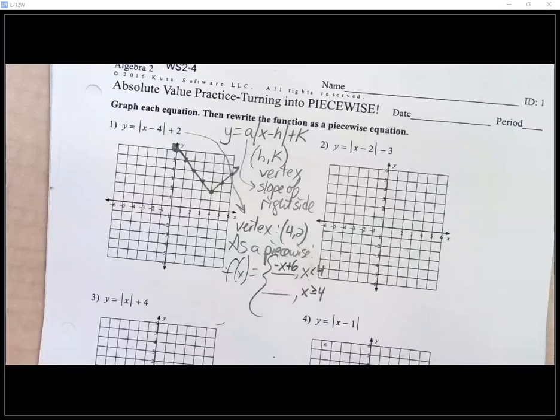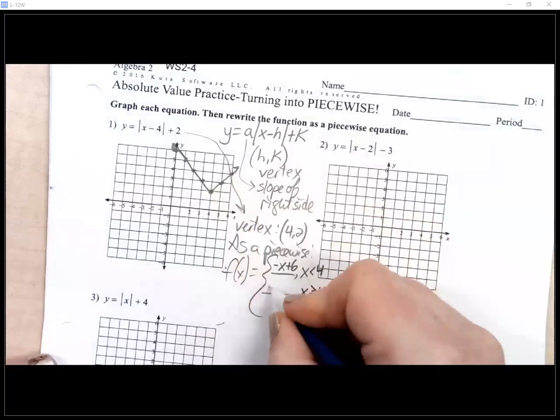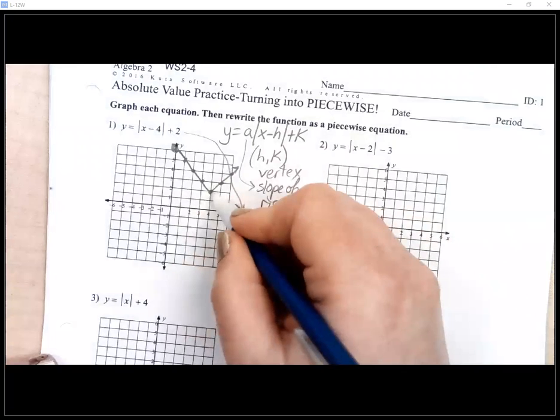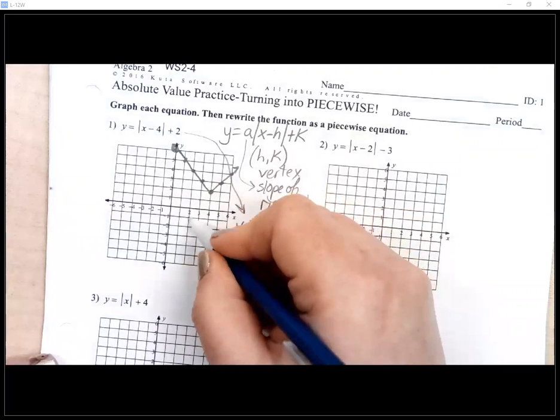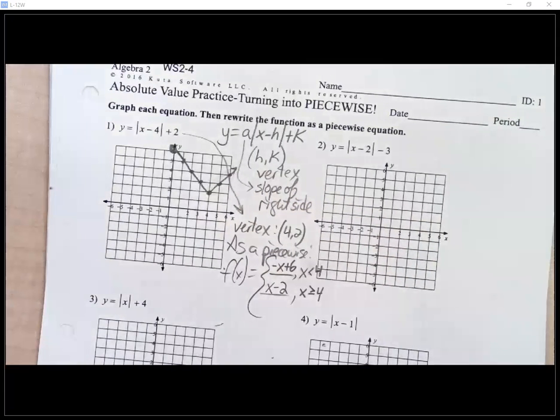+1, right? Aren't I just going up 1 over 1? So that one's going to have a slope of +1. And where did I say it hit? I already forgot. -2. And there is the same thing, but written as a piecewise function.